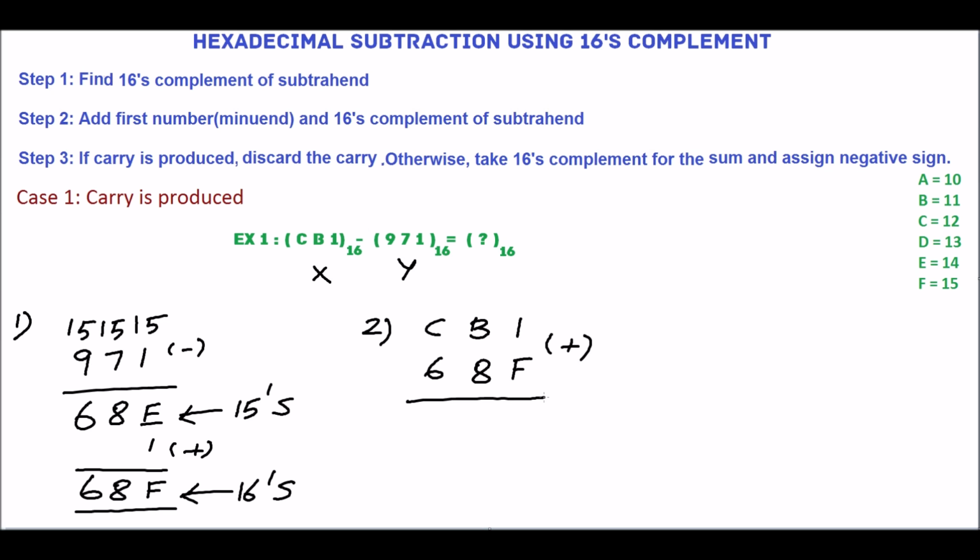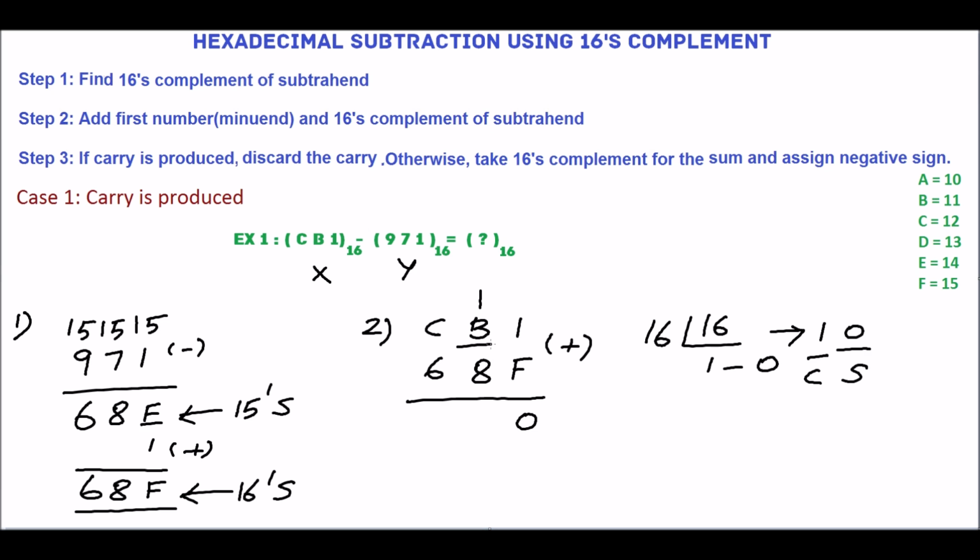F is equivalent of 15. So 1 plus 15 is 16. 16 is not a hexadecimal number. We'll convert this. The quotient is 1 and the remainder is 0. So the equivalent hexadecimal number is 10. In this, 0 is the sum and 1 is the carry. Write 0 here, carry 1.